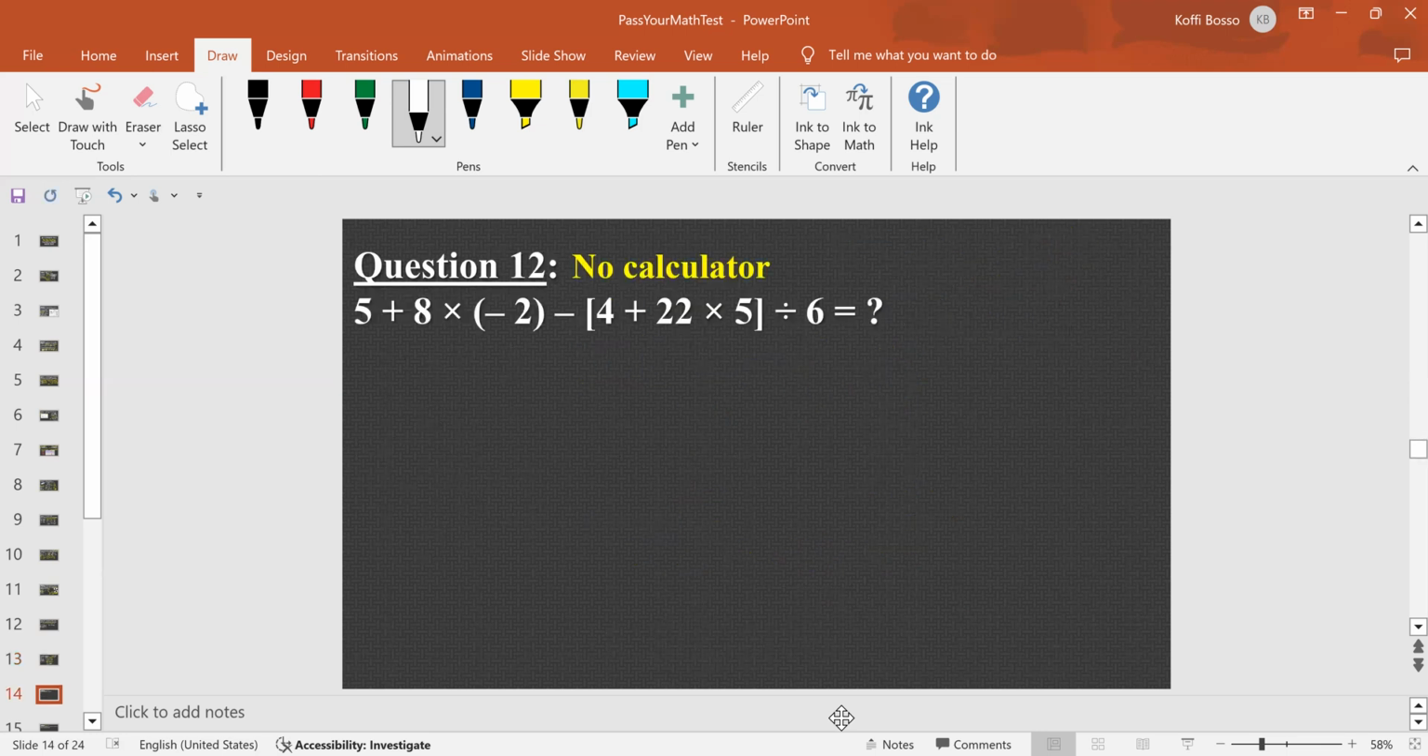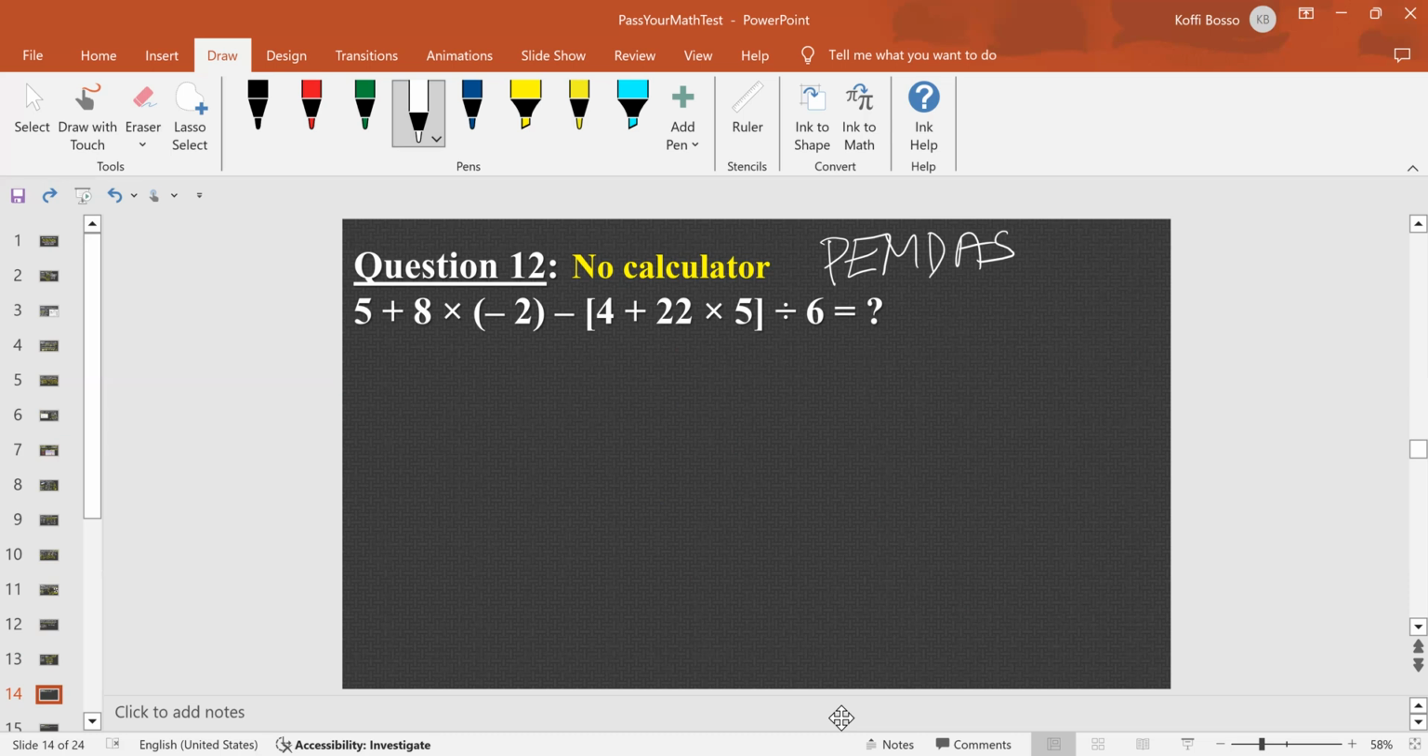Okay, question 12. Again, no calculator. So for this question 12, we're going to use order of operations. We call that PEMDAS. So P is parenthesis, E is exponent, M multiplication, D division, A addition, S subtraction. So here, we have this square bracket. We're going to use this square bracket as a parenthesis. That is why we need to work that out first.